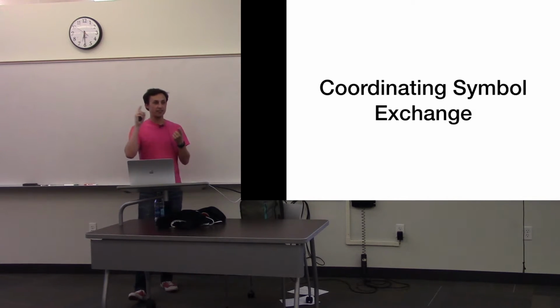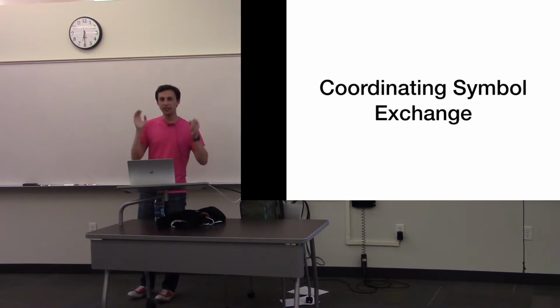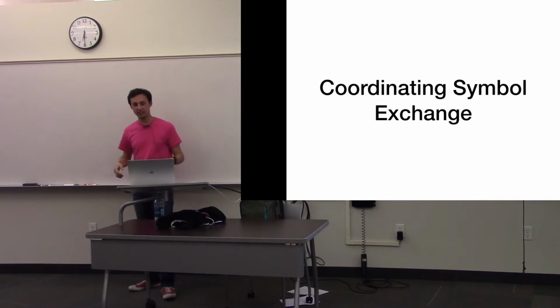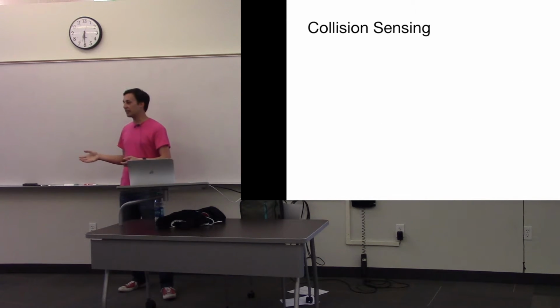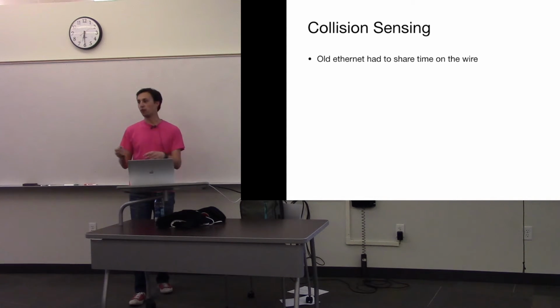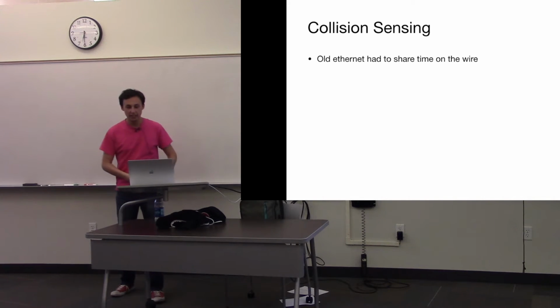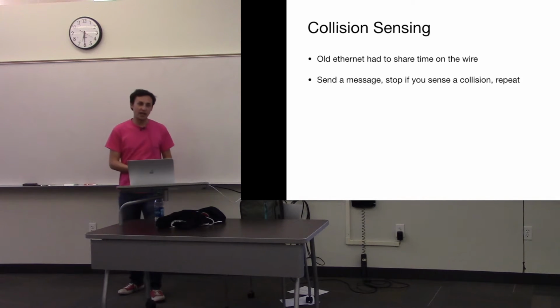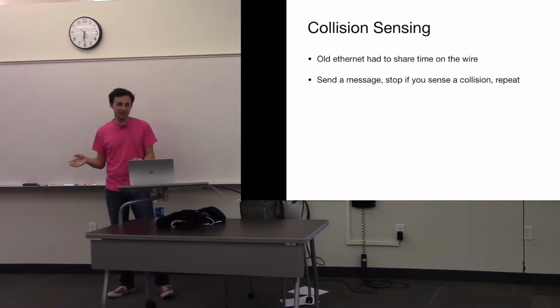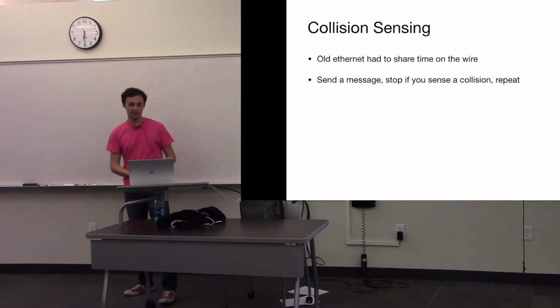So we got our physical media. We got a way of encoding some amount of information onto the wire at the data rate we want. How do we actually coordinate when people send symbols to each other? Well, early on, we had to do something called collision sensing, because old Ethernet had to share time on the wire. Each side of the wire had to say, OK, I can send something now. I can't send something now. And the way that generally worked was, if no one's sending on the wire, start to send a message. If you accidentally stepped on the other person's toes, then back off, wait for them to send the message, repeat, do all sorts of stuff.